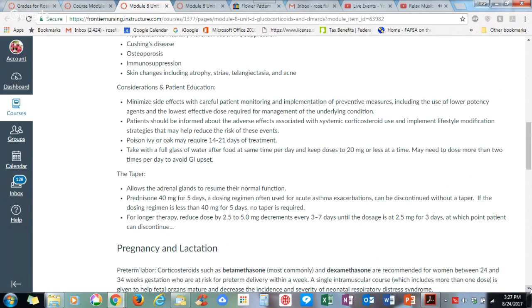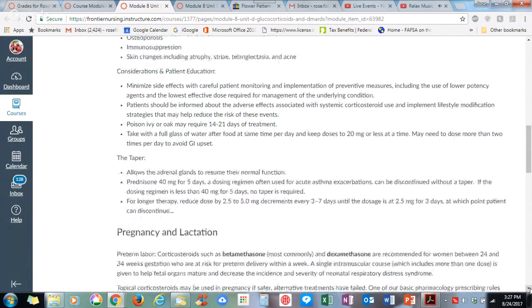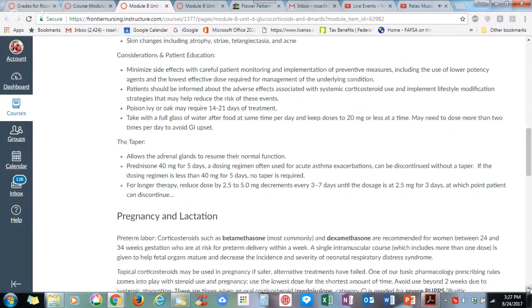Patients should be informed about the adverse effects associated with systemic corticosteroid use and implement lifestyle modification strategies that may help reduce the risk of these treatments. Poison ivy or oak may require 14 to 21 days of treatment.